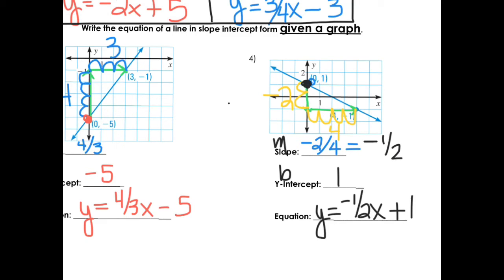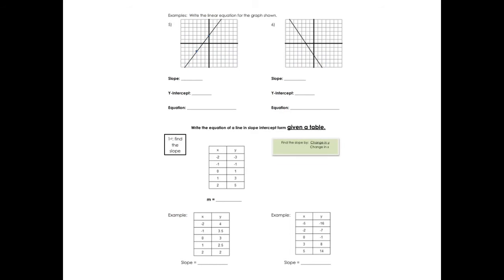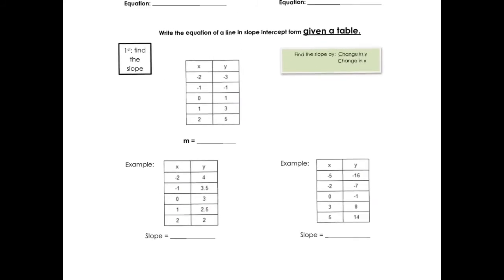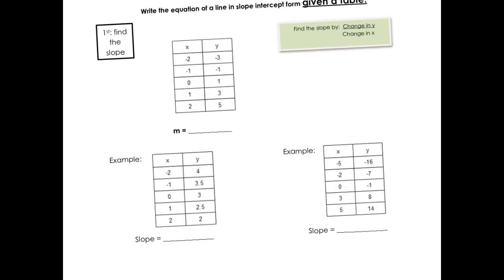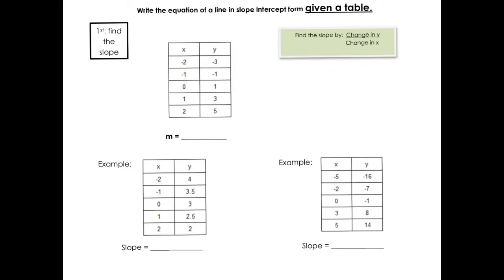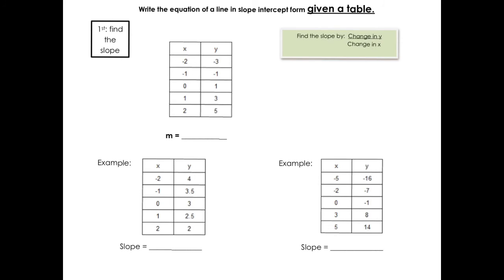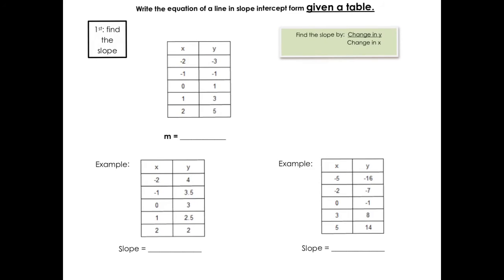So we know how to write an equation in slope-intercept form if we're given the slope and the y-intercept. If we're given a graph where we can find the slope and look and find the y-intercept. And we also are going to learn how to write an equation given a table. Given a table of values. So remember, if we're given a table of values, the first thing that we want to do is find the slope. Change in y over the change in x.